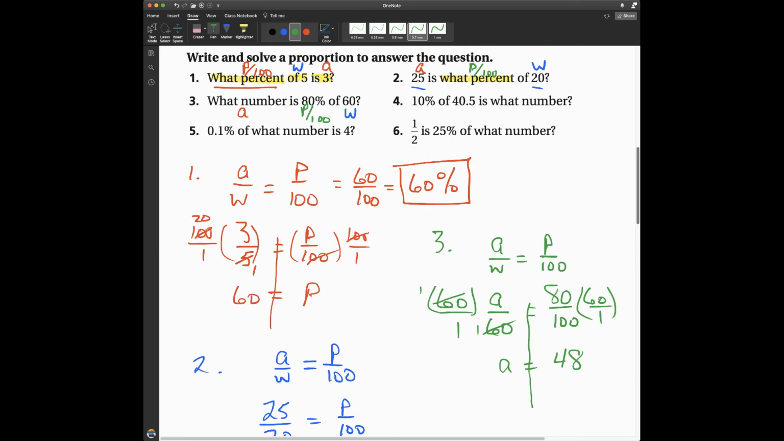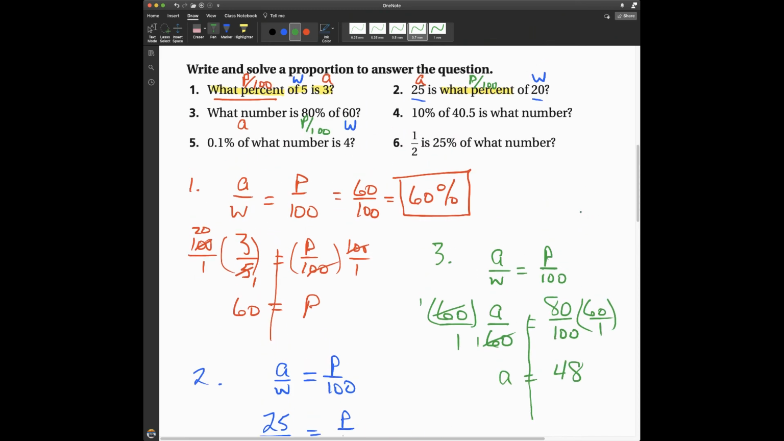All right, so what are we saying in number 3? We're saying that 48 is 80% of 60. So if you had a test and it was worth 60 points and you got 48 points, then you would have gotten a B minus, which is 80%. Okay, so here's what I want to do. I want to pause the video right now and I want you guys to work out problem number 4, problem number 5, and problem number 6. If you're watching this in Edpuzzle, the video will pause now.